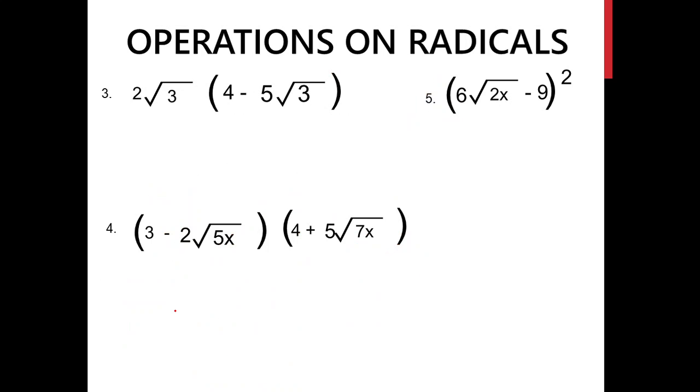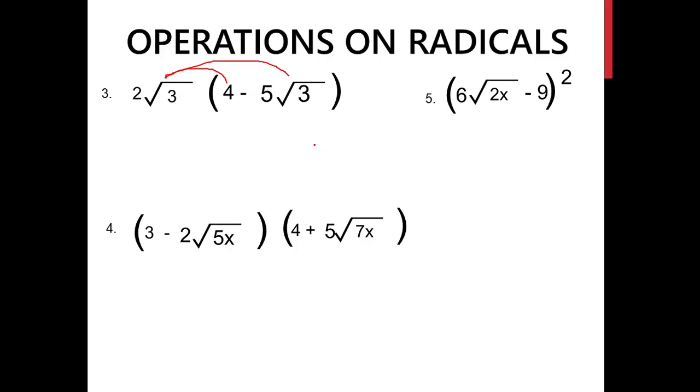Okay, so another example. This time it's multiplication. Here, example number 3, this is 2 square root of 3 times the quantity 4 minus 5 square root of 3. So this is an example of a monomial times a binomial in algebraic expression. Since this is multiplication, we use the distributive property. So let's multiply this one on the first term, and again multiply that one on the second term.